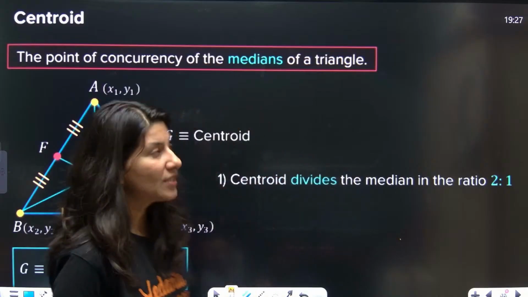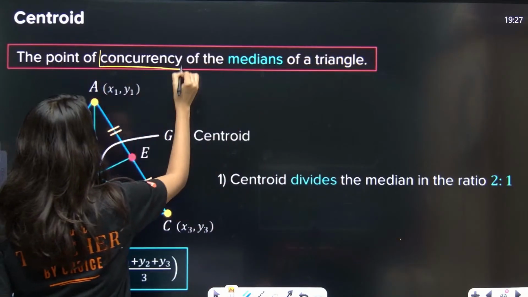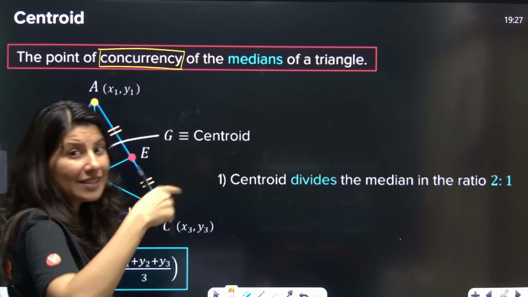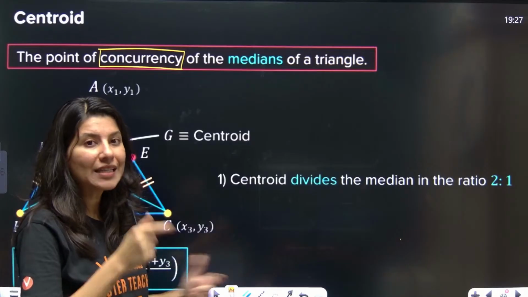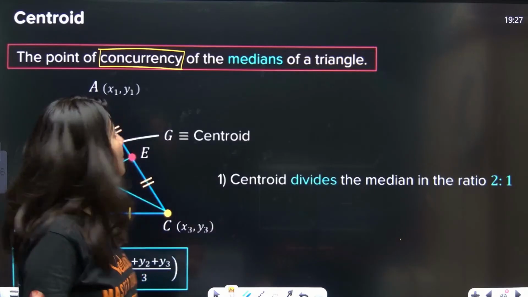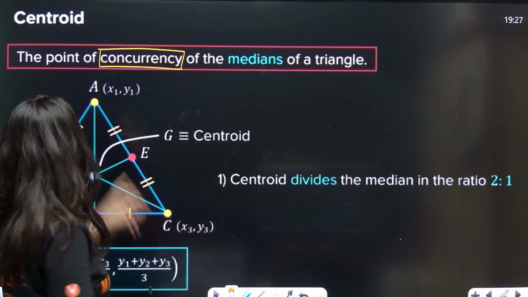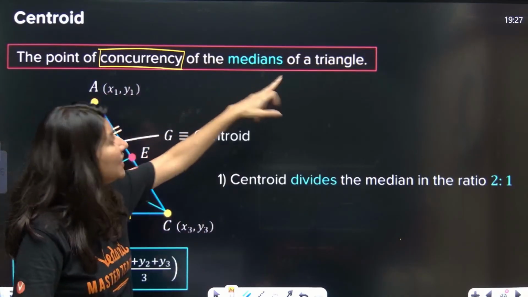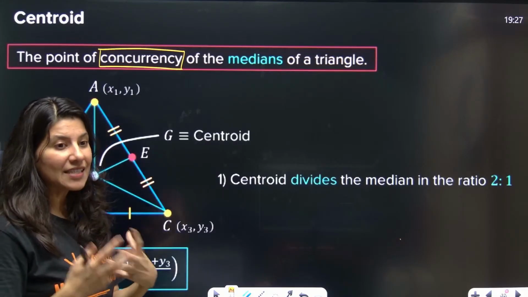Okay, so centroid is nothing but point of concurrency. What is concurrency? Concurrency where all the lines meet. The point where all the lines meet. So there is this one point where all the things coincide basically. The point of concurrency of medians of the triangle. Okay. So one by one, let's understand what is this.